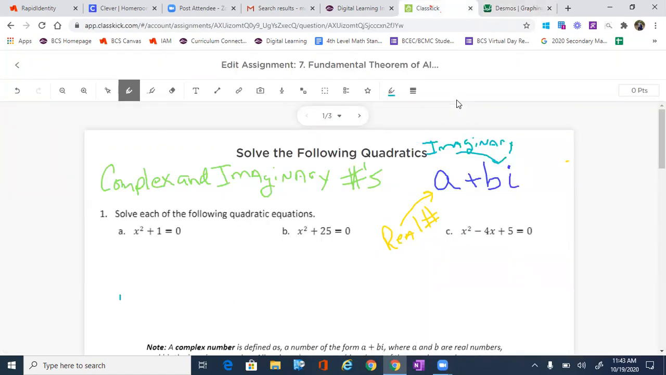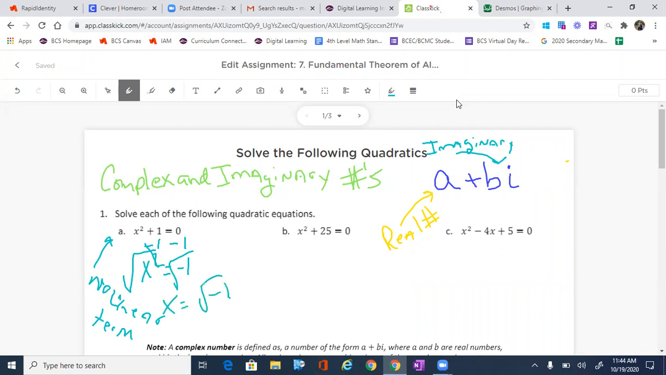Now, in order to do this, the first thing we're going to do is look at the quadratic and see how simple it is. You'll notice that there is no middle term, or no linear term. And because there's no linear term, the mathematics behind this one is actually easy. We just take the addition of 1 and subtract 1 over to the other side. We're left with x squared equals -1. And then we take the square root. So we would say x equals the square root of -1.